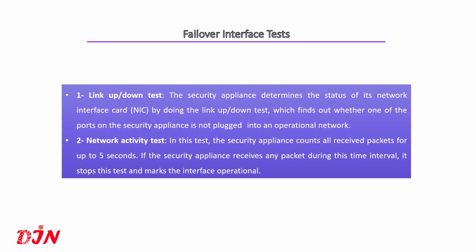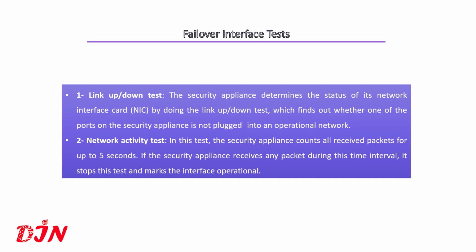Failover interface test. To ensure that a failure is properly detected on the monitored interfaces before initiating a failover, the security appliance goes through 4 different interface tests. Number 1. Link up or down test. The security appliance determines the status of its network interface card, NIC, by doing the link up or down test, which finds out whether one of the ports on the security appliance is not plugged into an operational network. In this case, the security appliance marks the interface as failed and initiates the failover process.